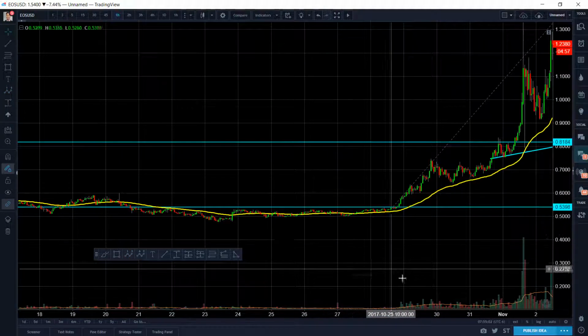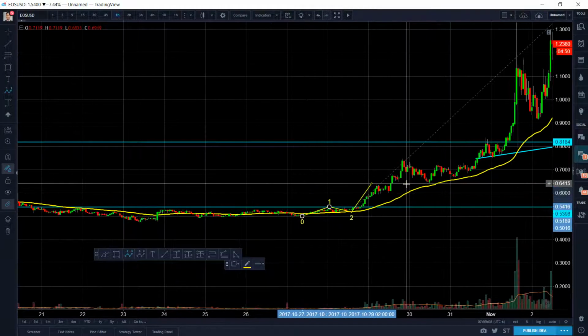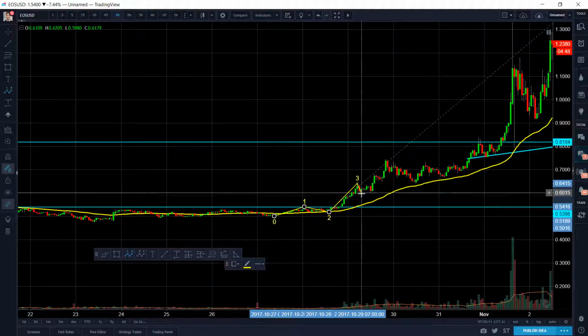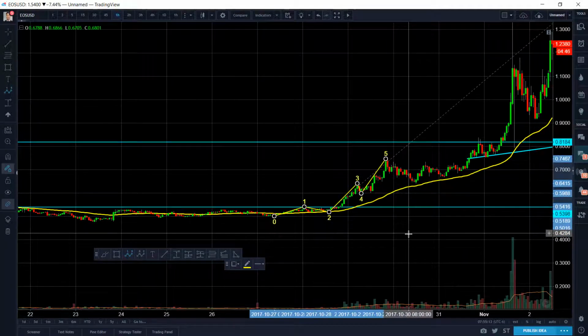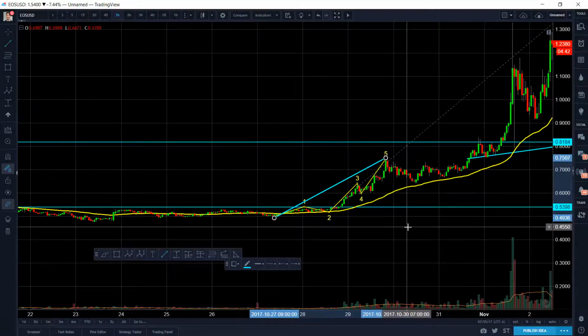So this is 3. Actually, I'm jumping the gun here a little bit. We can go to 1. We're going to go to 2. And this will be 3, 4, and that's 5. So this is going to make my first whip substructure right there of 1.